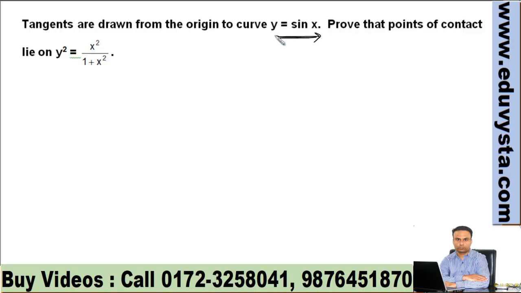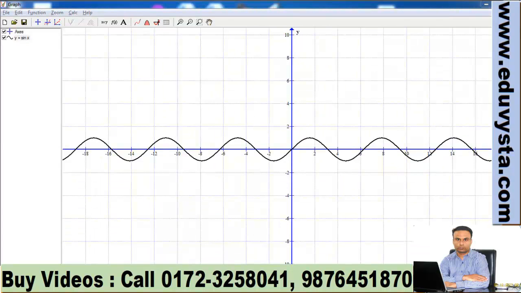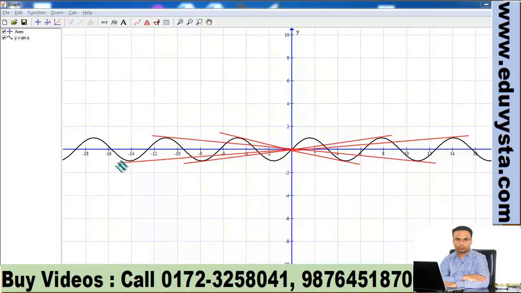So let's first of all draw this curve and draw tangents from origin. Okay, now this is the graph of y is equal to sin x. To this graph, we will draw tangents from origin. So let's draw some tangents. This is one tangent, this is another tangent. We have this third tangent. This is fourth tangent. Now there will be infinite tangents on this side. Also, we have tangents on the left hand side. This is one, this is second tangent, this is third tangent. On left hand side, this is fourth tangent. Similarly, we have infinite tangents here also.